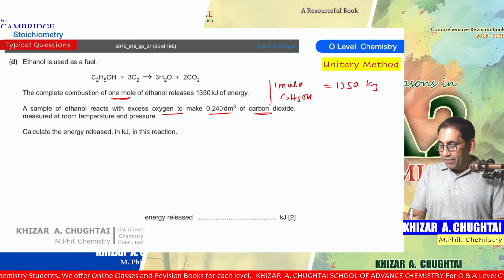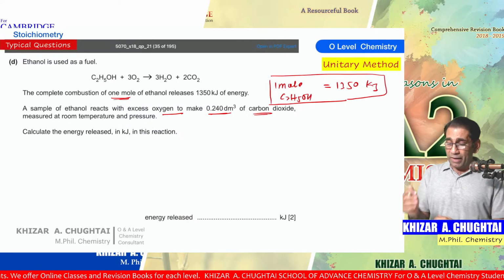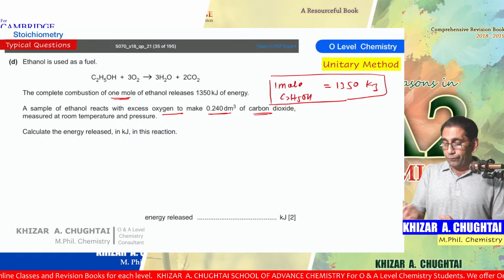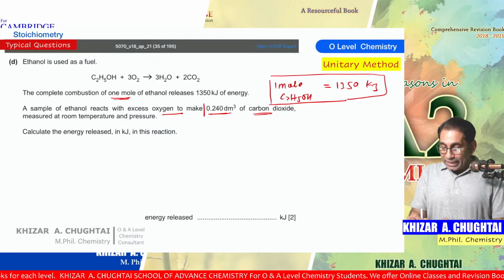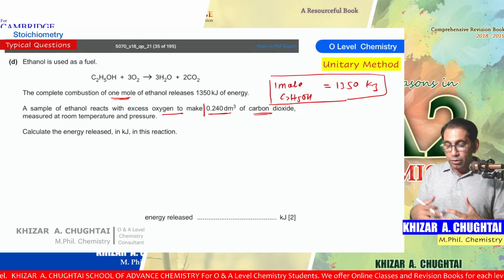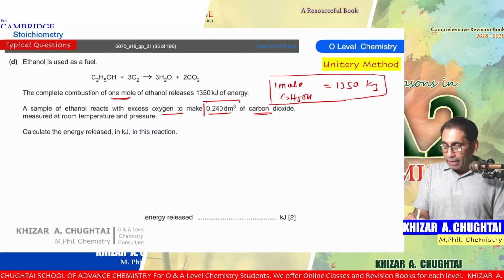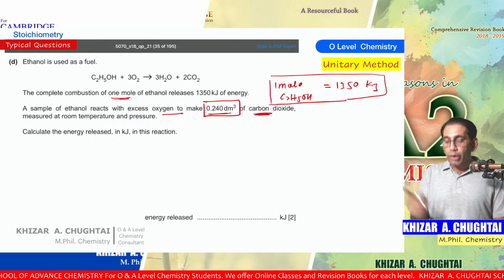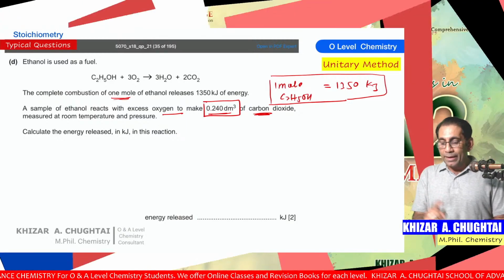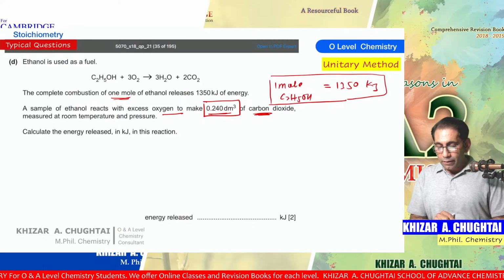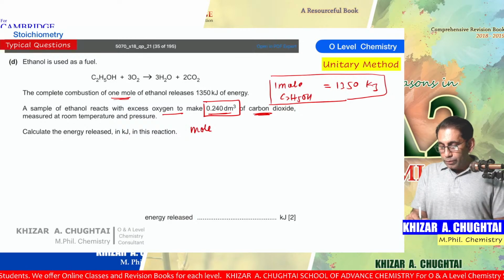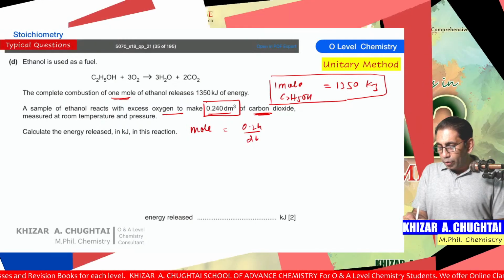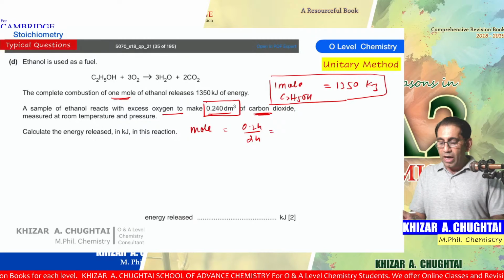Now the number one given data is this one. Whenever you are going to burn 1 mole of ethanol, 1350 kilojoule energy is formed. Now in this experiment, how many moles are you going to burn? So I am going to find the number of mole of ethanol with respect to this CO2. First of all, I am going to find the mole of CO2. You know that 0.24 dm cube divided by 24 is equal to the answer of mole.